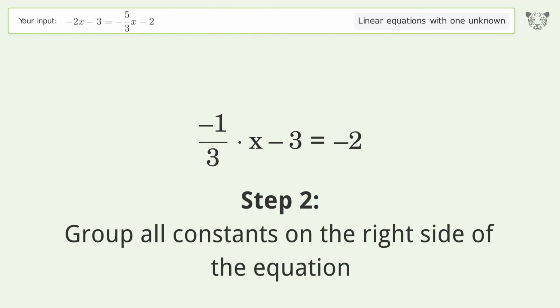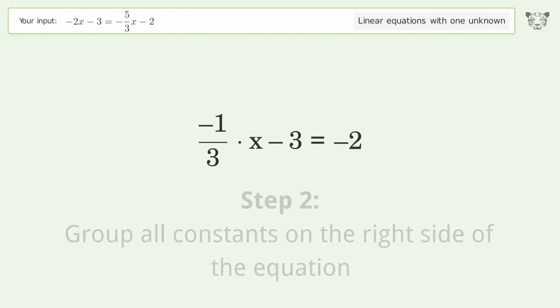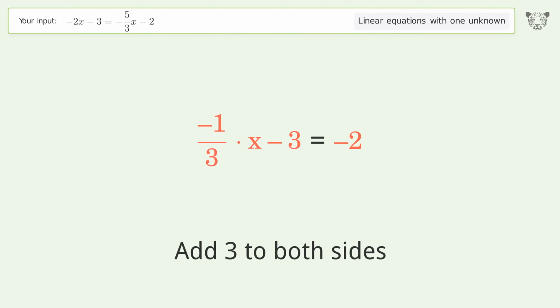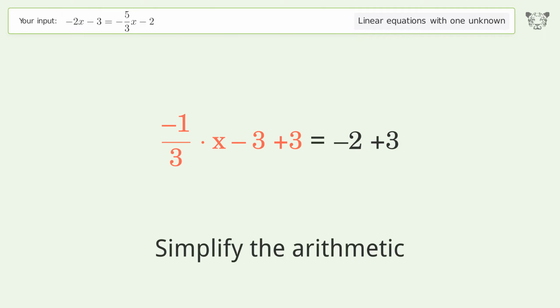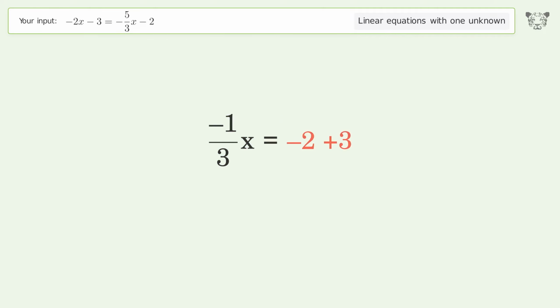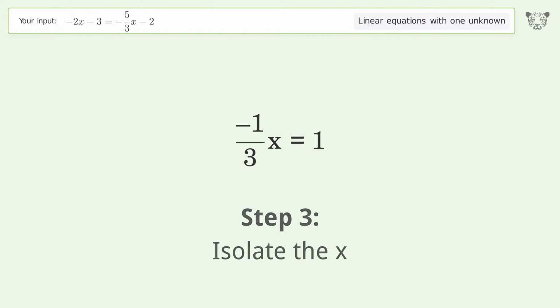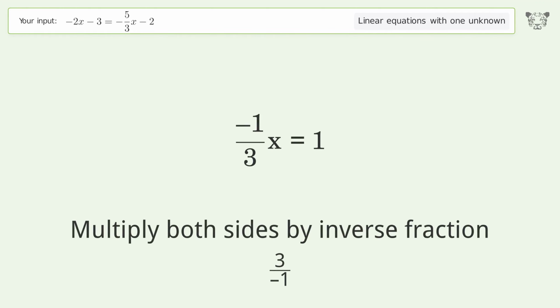Group all constants on the right side of the equation. Add 3 to both sides. Simplify the arithmetic. Isolate the x. Multiply both sides by inverse fraction 3/-1.